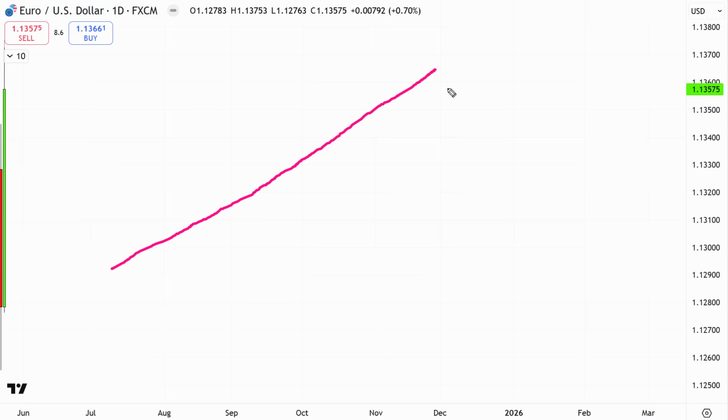So, moving average angle. And this is just one trick. Now, I've been using moving averages pretty much all of the time, right from when I first started trading. The only indicator I ever used at the beginning was moving averages. A long time ago, there weren't as many indicators as there are today. So, the angle of the moving average gives us a heads up.